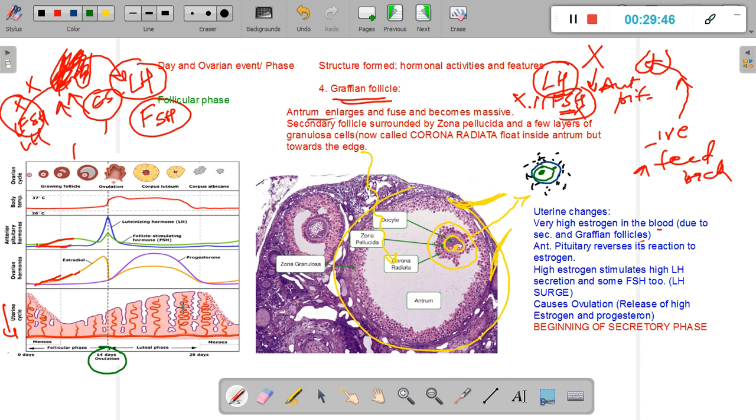Now in our next session, we will move on to the luteal phase, and we will also see what happens during the luteal phase, both in the ovary and in the uterus. So far what we've understood is the follicular phase of the ovary, and we have understood the menstrual phase and the proliferative phase of the uterus, inside the uterus.